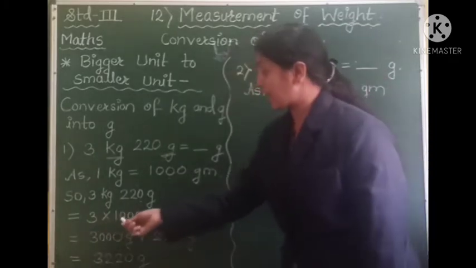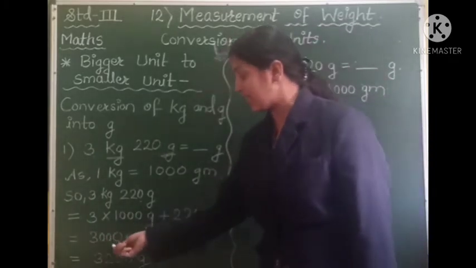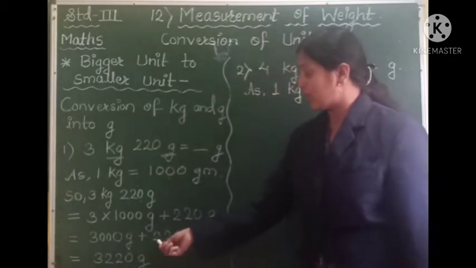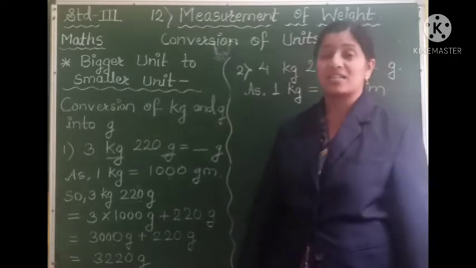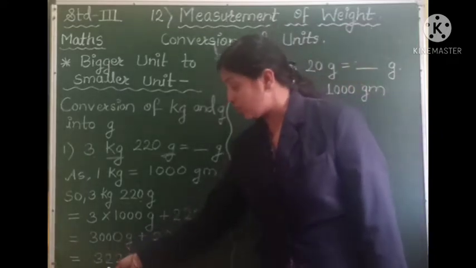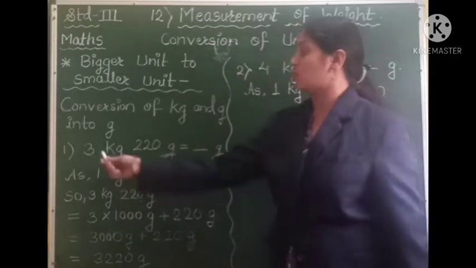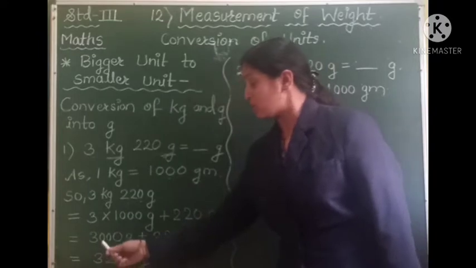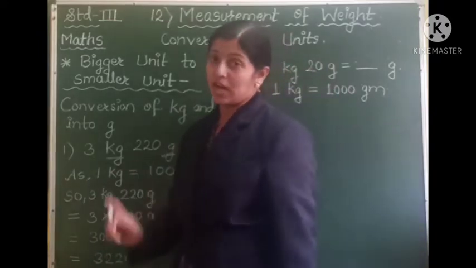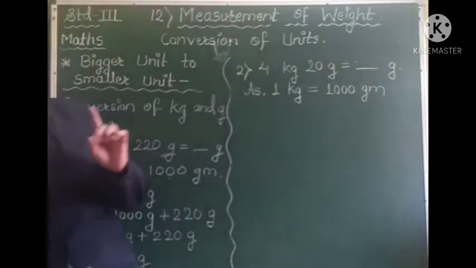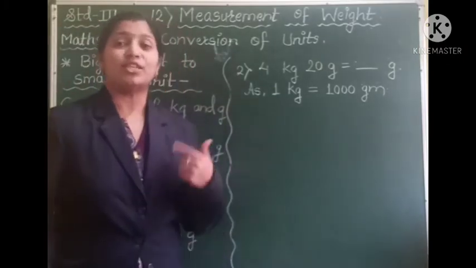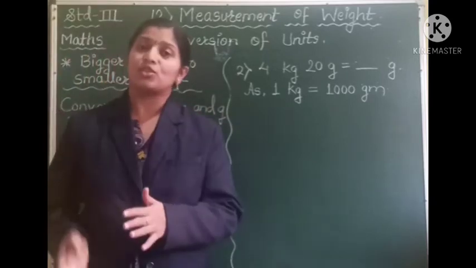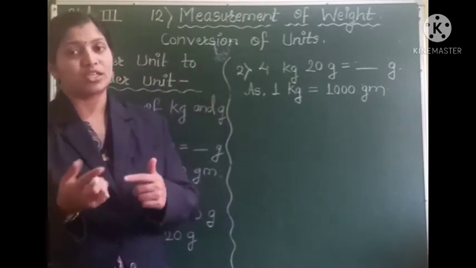So 3 multiplied by 1000 gram, we get the answer 3000 gram, and then we will add this 3000 gram to the 220 grams. So the answer we get is 3220 grams. So 3 kg 220 grams is equal to 3220 gram. Here we have done only the conversion of kg into gram, and the gram part was written as it is. It was added as it is to the kilogram that was converted into gram.